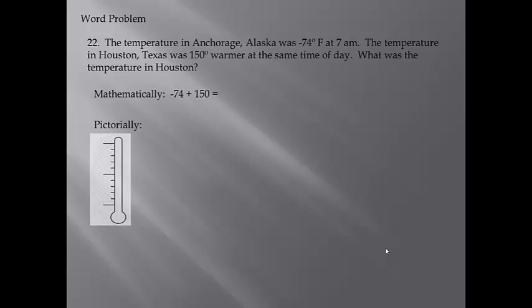Pictorially, I have a thermometer, negative 74 down at the bottom, and then it's raising 150 degrees. It didn't rise to 150 degrees, it just warmed up 150 degrees. And so my answer is positive 76. I'm actually going to subtract those two numbers rather than add them together.